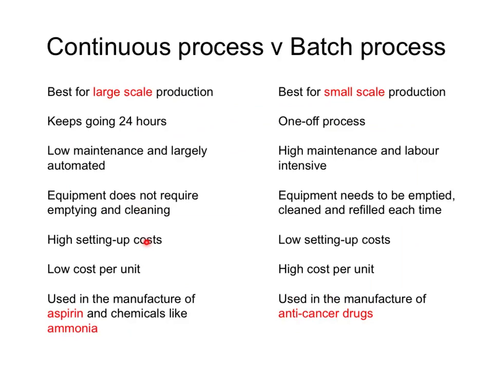But because the same drug is manufactured day in, day out, there's a low cost per unit. Whereas the batch process has got much lower setting up costs. A normal factory can be used, or a lab, but it does create a high cost per unit because each of the drugs are manufactured in small quantities and by highly trained and highly paid workers.